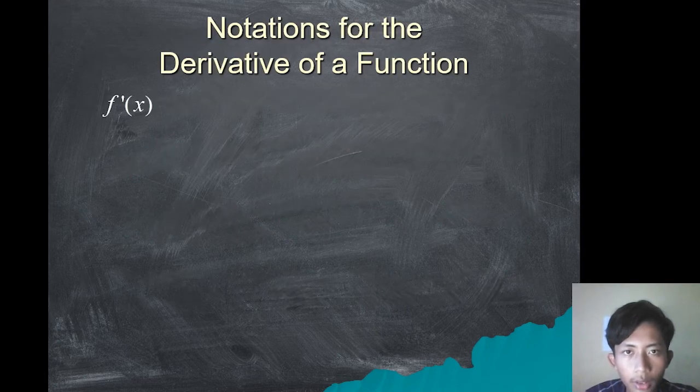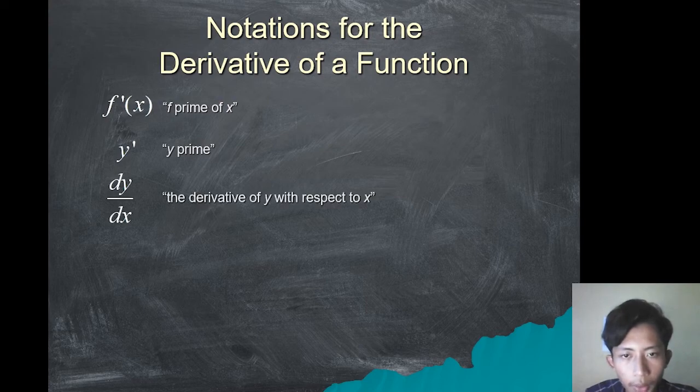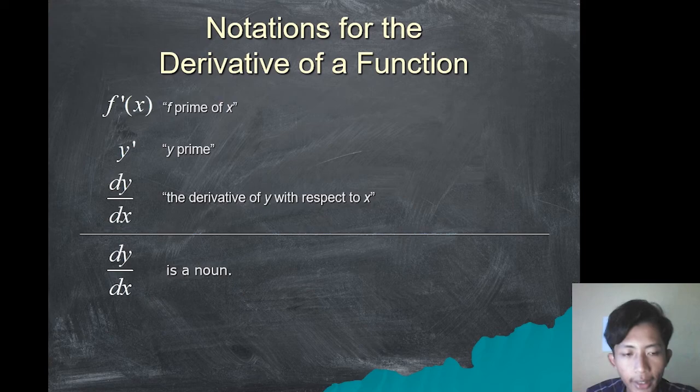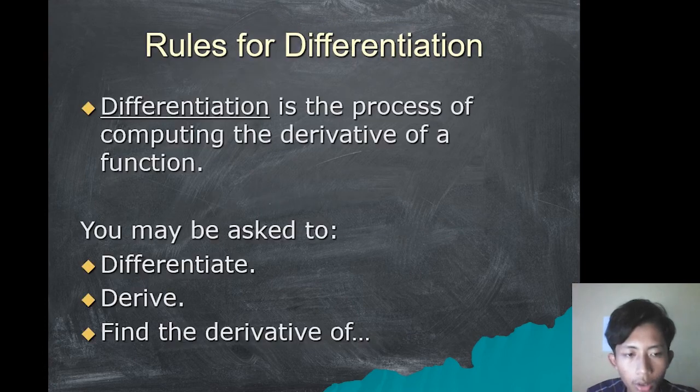And then notations for the derivative of a function. Firstly is f prime x, the second is y prime, and then the derivative of y with respect to x. dy/dx is a noun, d/dx is a verb. Take the derivative with respect to x. Rules for differentiation. Differentiation is the process of computing the derivative of a function. You may be asked to differentiate, derive, and find the derivative of.